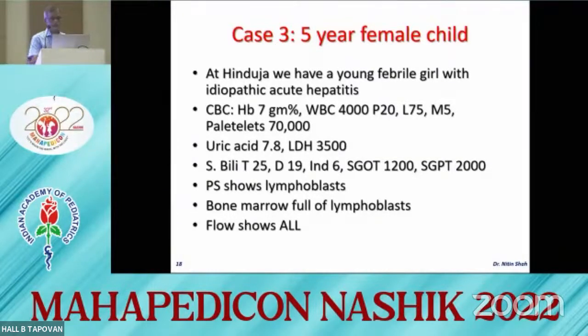The bilirubin is still high, 25, direct 19. SGOT, SGPT are still in thousands. So it's still behaving like an acute hepatitis. The peripheral smear shows lymphoblasts. The marrow is full of lymphoblasts. And the flow shows that she has acute lymphoblastic leukemia.